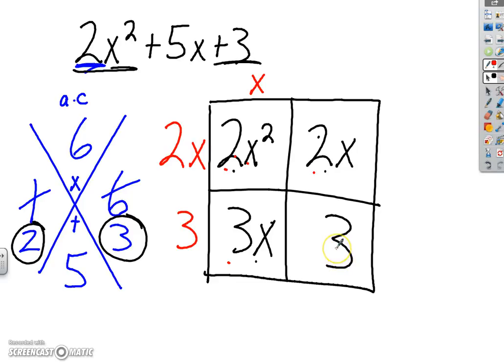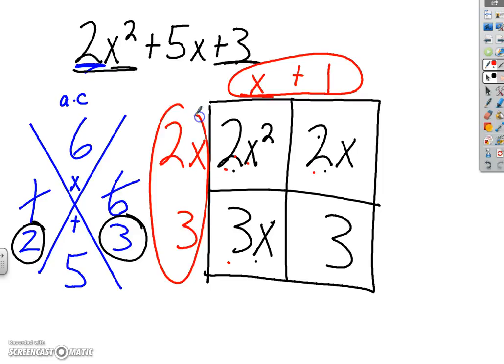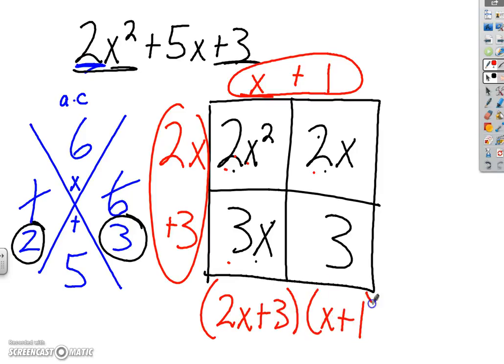2x and a 3. Well, it looks like the only thing I can factor out is a 1. Okay. Well, guess what? You just factored it. Here's our answers. x plus 1, and right here, 2x plus 3. So there we go. 2x plus 3 times x plus 1.